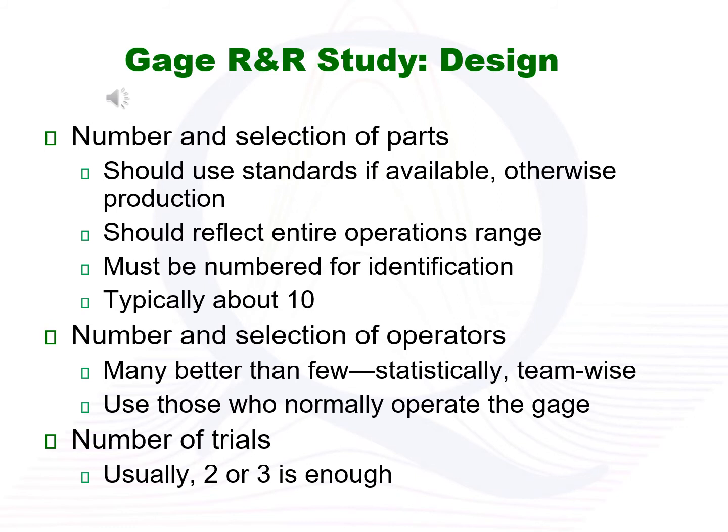Now let's move on to operators. You should make sure that you use operators that will use the tool regularly. In terms of the number, more is better than less. This will give us a better estimate of the operator variability. The number of trials or repeat measurements on the parts is important since it allows us to assess the variability due to repeatability. As long as we have enough parts and operators, the number of repeats can be 2 or 3.